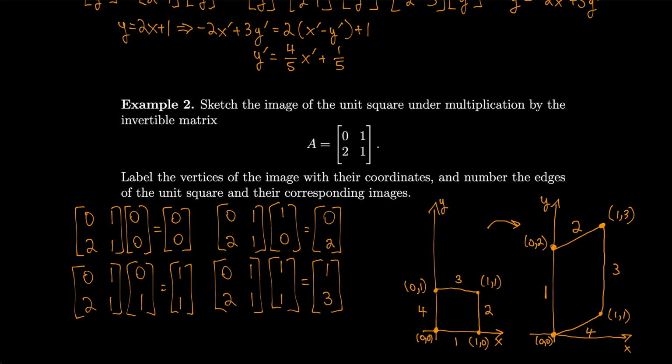So it looks like every line that went horizontal in my original square ended up going vertical in my parallelogram image, because this went to over here, this one went to over here, and so on.